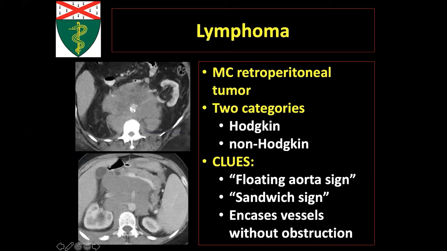Sandwich sign has also been described, where you have masses of lymphoid tissue that are essentially surrounding vessels, with the vessels appearing as the condiments or the contents of a sandwich, and the lymphomatous masses as the bread. Another key feature, of course, is that it tends to encase vasculature without causing any organ damage. So if you see over here, the artery is completely encased, but this is perfused perfectly. Over here, the artery is completely encased, but again, the kidney is perfused perfectly.